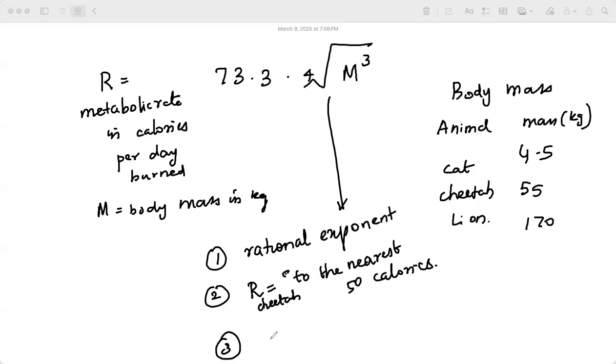And the last one is find the ratio of the metabolic rate of a lion to a house cat, to a cat.